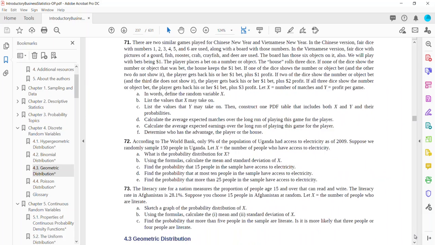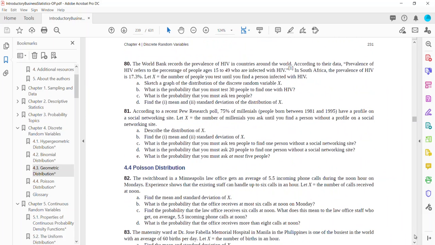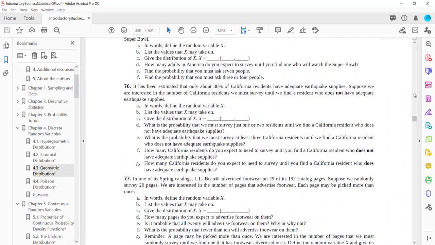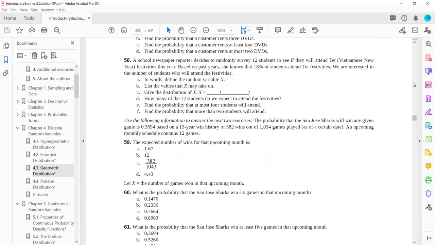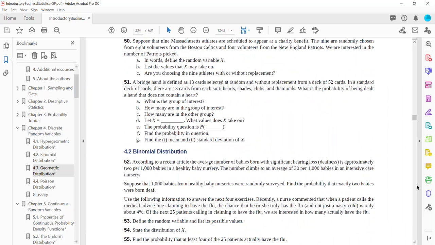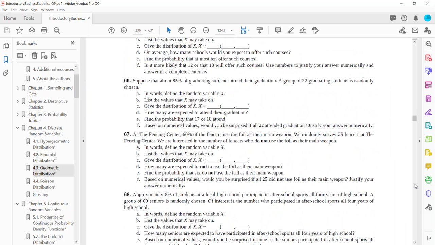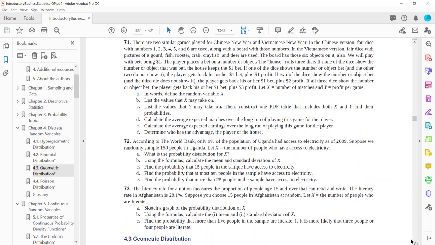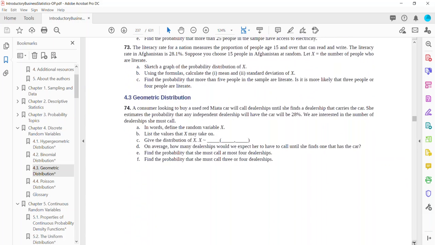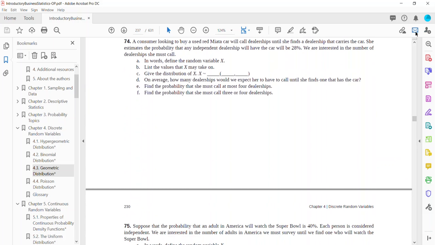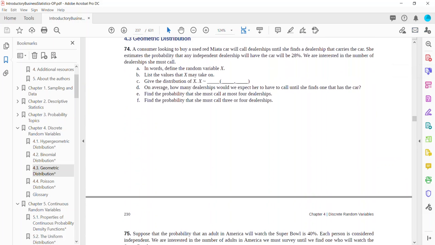So let's see the first problem for geometric. We were already at Poisson distribution, that would be binomial and geometric. I guess I passed it twice and I didn't see it. Here we go. Let's look at problem 74.